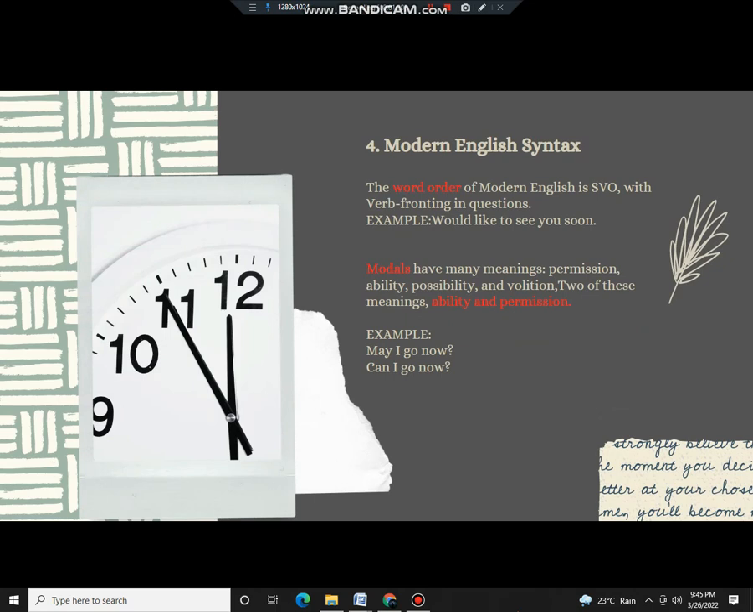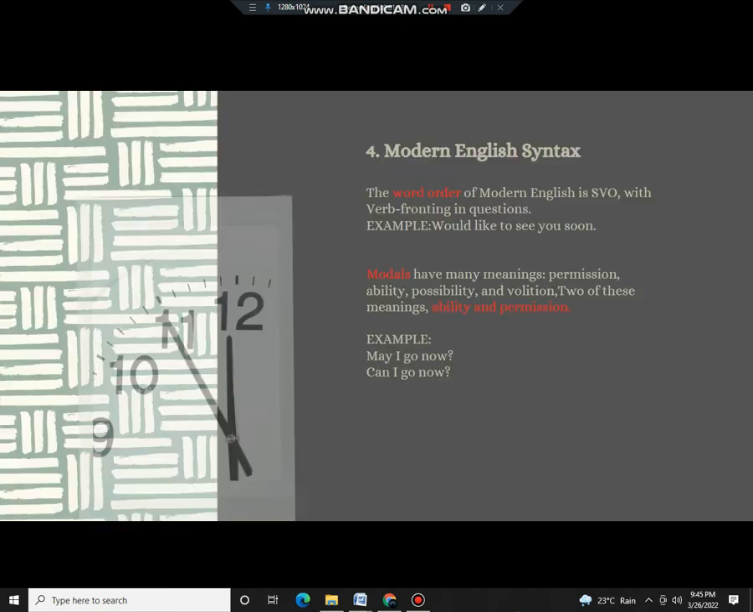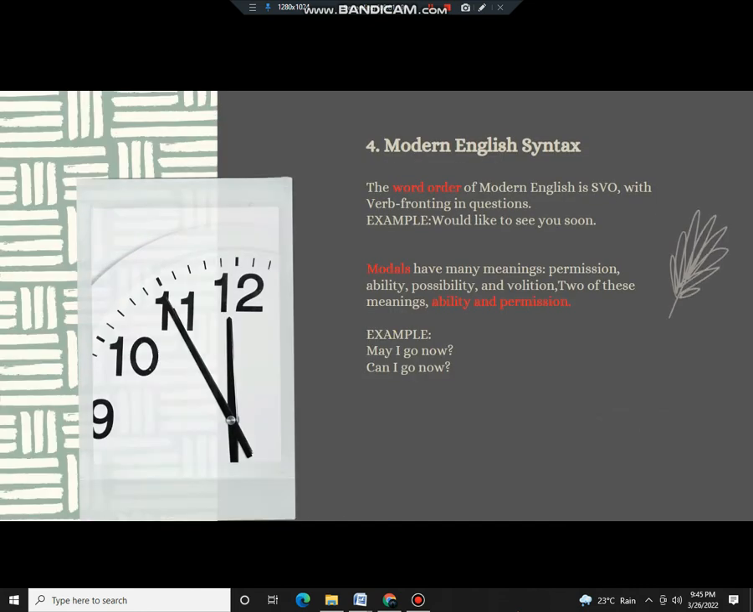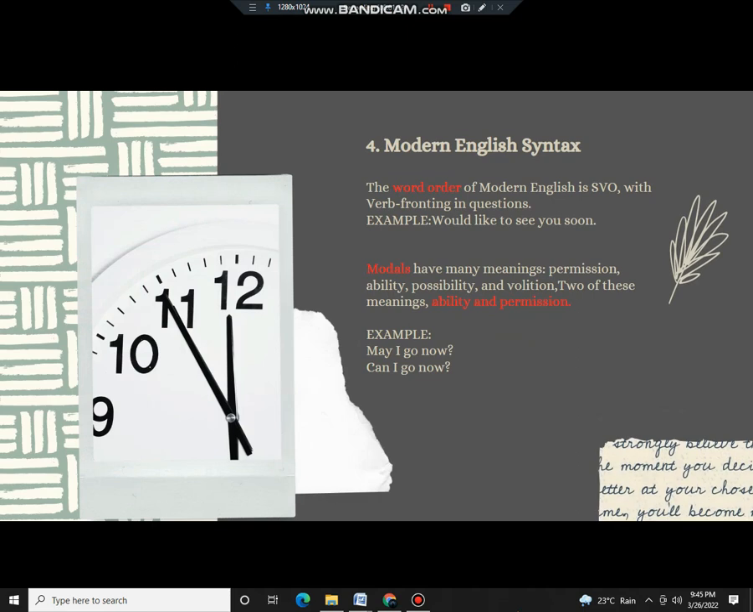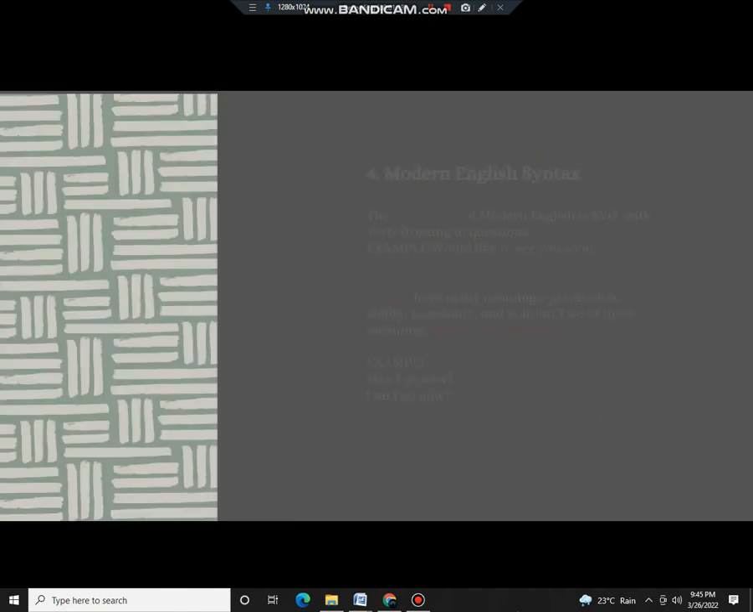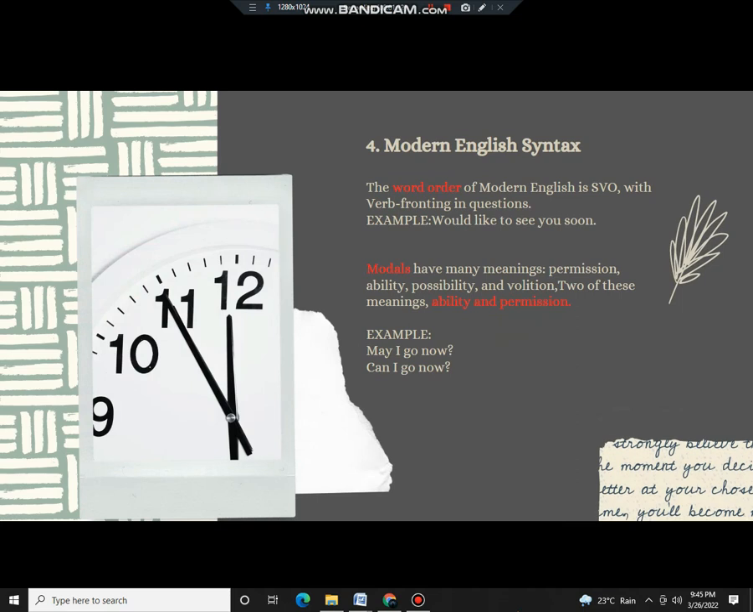And lastly, but not the least, we have modern English syntax. So, in this section, there are many discussions and some developments about the increase in the use of auxiliaries and words, like the discontinuity of English towards becoming a more analytical English. And it also involves relative pronouns and pronunciation of syntax. For example, "May I go now?" "Can I go now?" There are many meanings: permission, ability, or possibility. Two of these meanings are ability and permission.